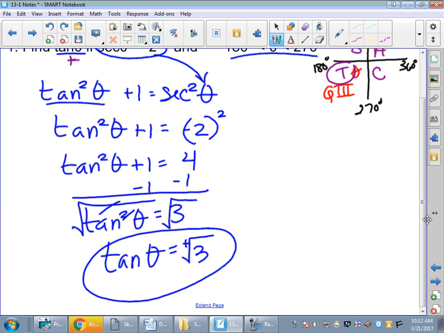Now, if you remember from chapter 12, tangent square root of 3 is actually the tangent value of a 60-degree angle. It's a 60-degree angle in the third quadrant. This is a 240-degree angle. You wouldn't know that necessarily, but that's what they're saying. That theta is 240 degrees, and we just found the tangent of it.